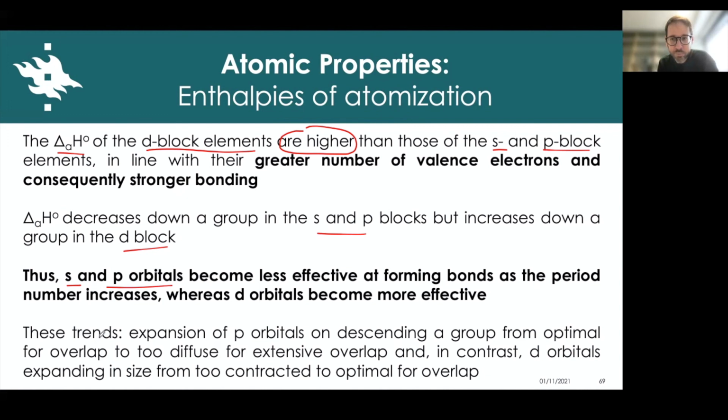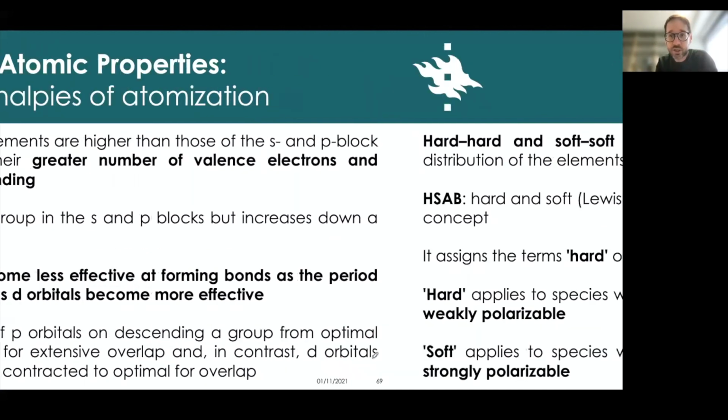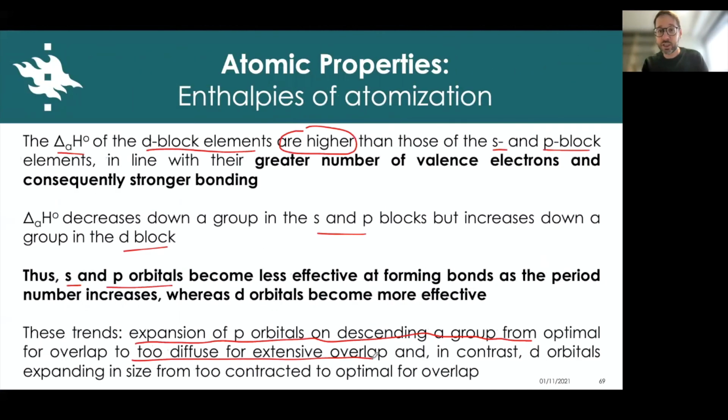This can be explained by the configurations of these different orbitals. With the expansion of the p orbitals on descending a group, they become too diffuse to extensively overlap with each other. Therefore, this leads to weaker bonding between these elements. In contrast, as the d orbitals expand in size, they change from too contracted to optimum for overlap. So they become more effective at creating bonding between these elements of the same identity. That's why we have these differences in the trends for the enthalpy of atomization.